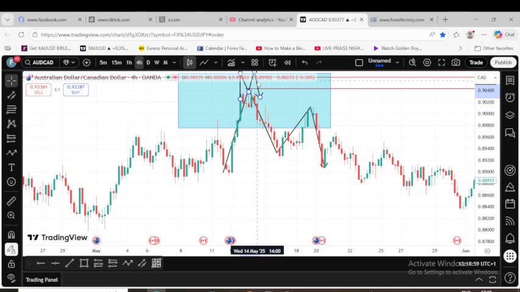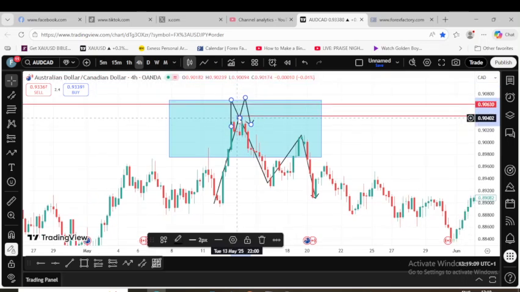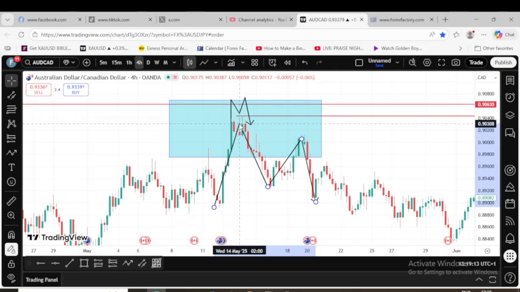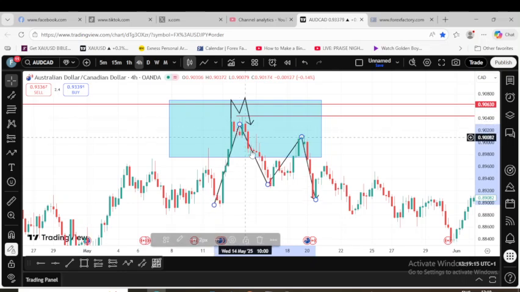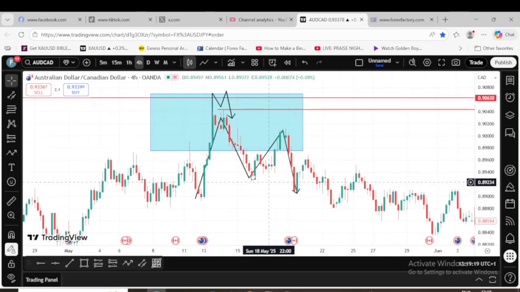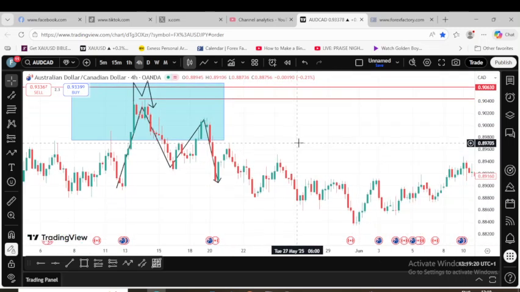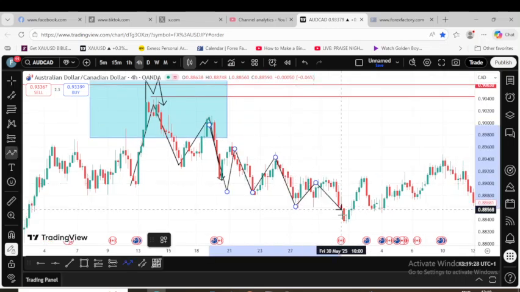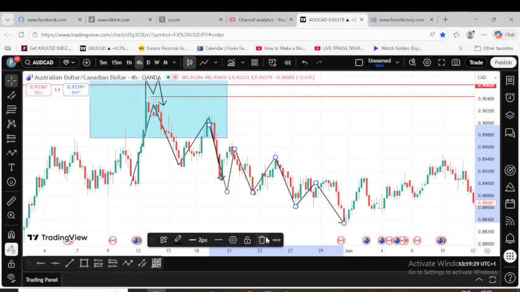So we have an M pattern here. We also have an M pattern as this one before price switches to what is clearly a downward trend. You can see impulsive, correction, impulsive, correction, impulsive, correction, impulsive. The price switches into a downward trend.